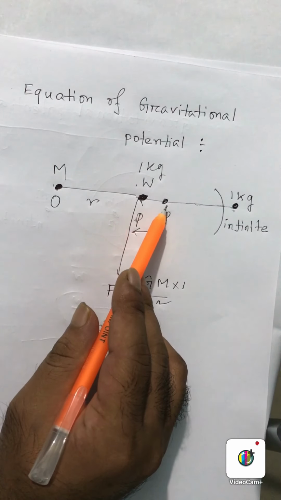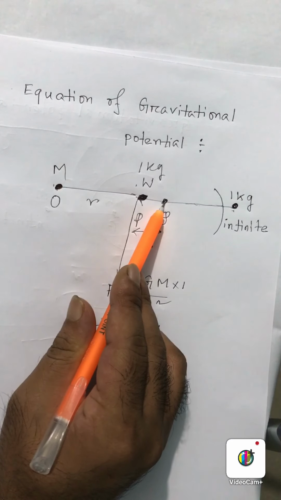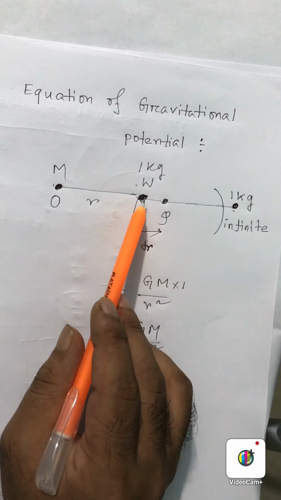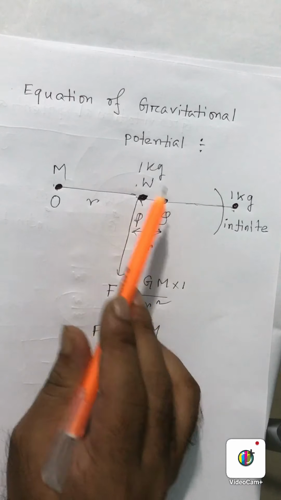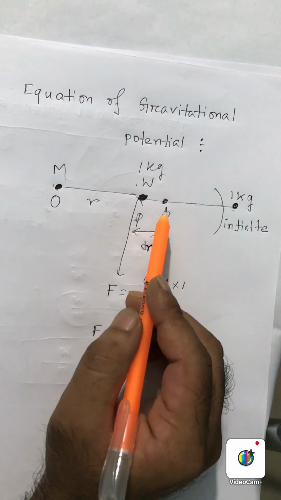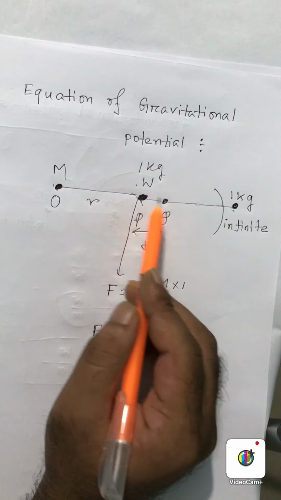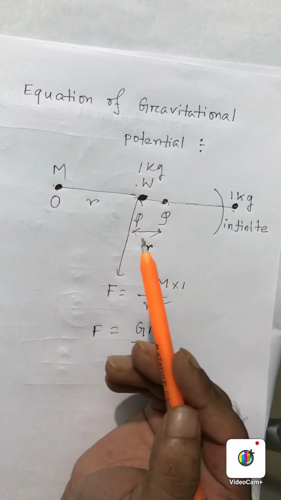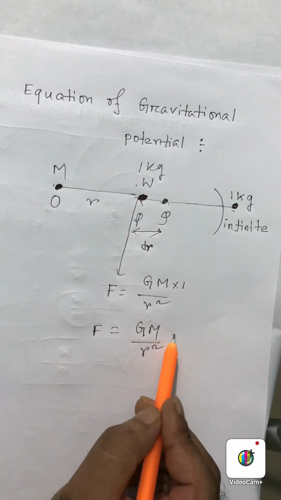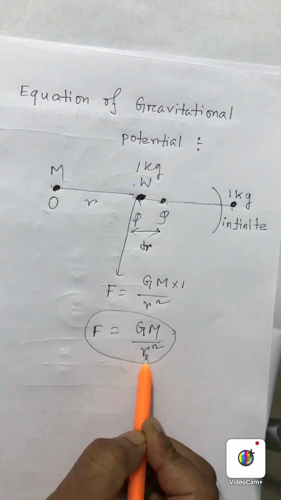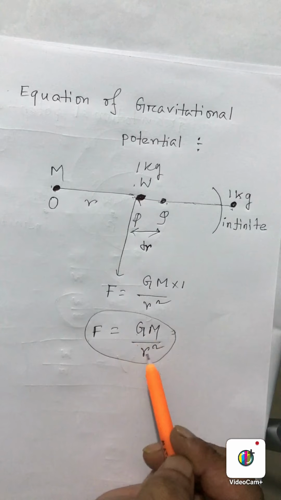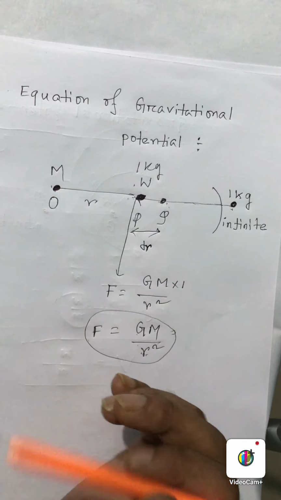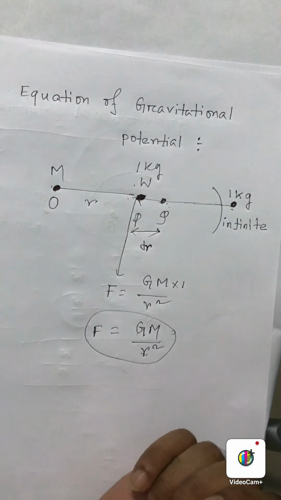Now if the distance between P and Q is very small, then the gravitational attraction force at point P and point Q on the 1 kg mass is nearly equal. If you bring the 1 kg mass from Q to P, the attraction force is nearly equal because the distance between P and Q is very small. So at point Q, the gravitational attraction force F equals GM by r squared, and at point P, it is GM by r squared, because P and Q are close to each other. For this reason, the gravitational attraction force is nearly equal.